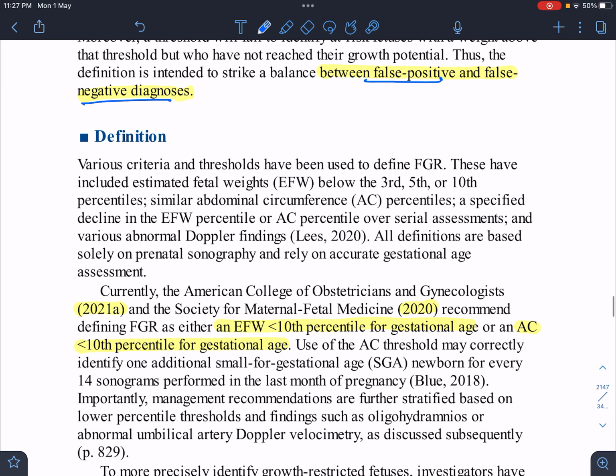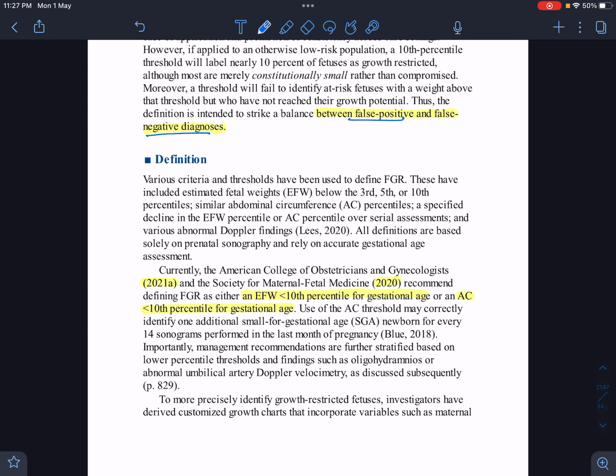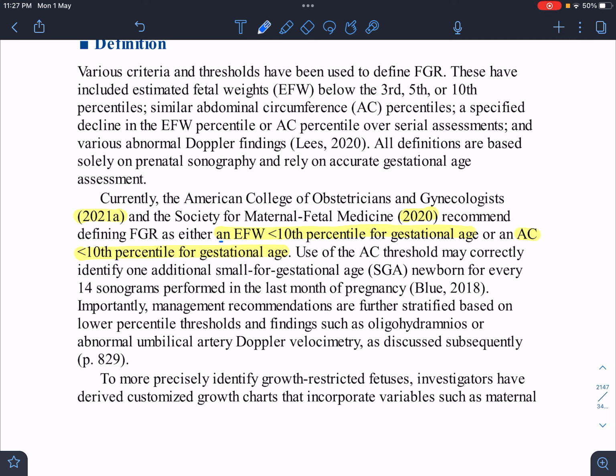So according to the definition of ACOG and the Society for Maternal and Fetal Medicine, you can tell that FGR is either estimated fetal weight less than 10th percentile for gestational age, or abdominal circumference less than 10th percentile for gestational age. You have to know this is something that you're doing in utero. That's why you're saying estimated fetal weight or abdominal circumference less than 10%.